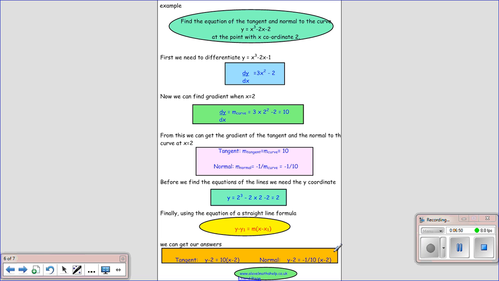Now please note that normally it's actually fine to leave the equation like this. Sometimes they tell you what format they want, so do look at the question and make sure you give the answer in the format that they're looking for.